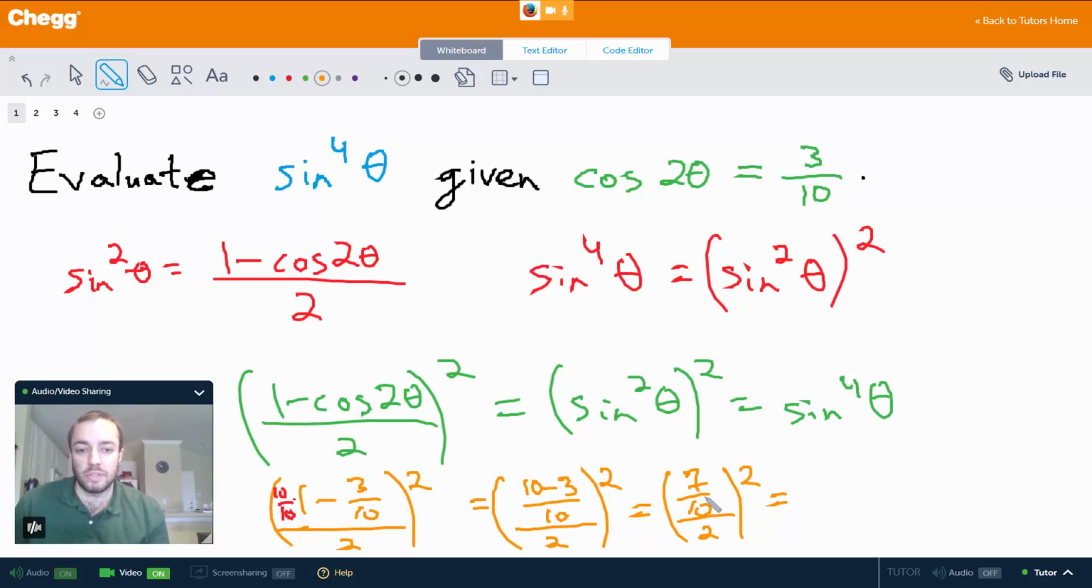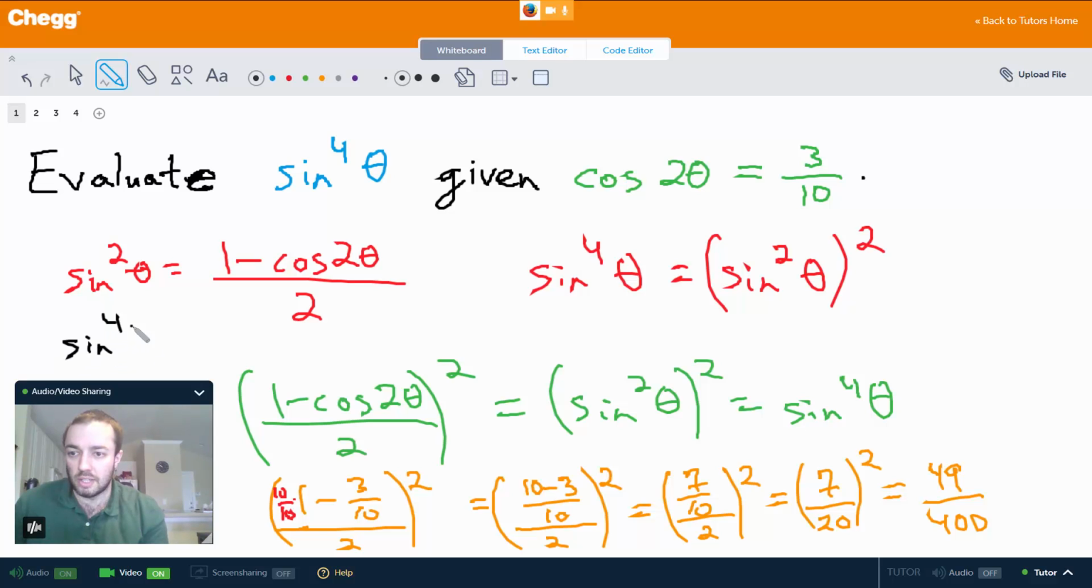Now if we have 7 over 10 and we divide that by 2, that's the same thing as 7 over 20, and we're still squaring everything. This is the same thing as squaring the top and squaring the bottom and then dividing them separately. So we have 49 on top and 400 on the bottom, and there's nothing else we can do to simplify that. So our final answer is sine to the fourth of theta equals 49 over 400.